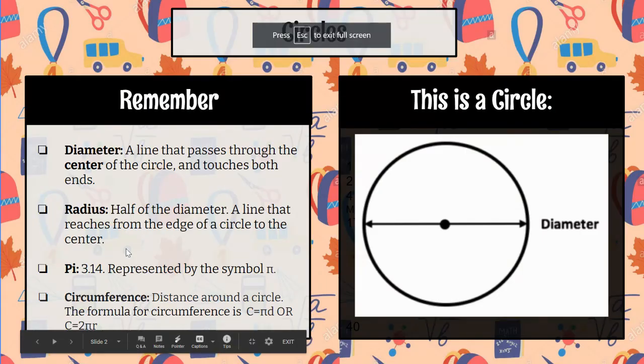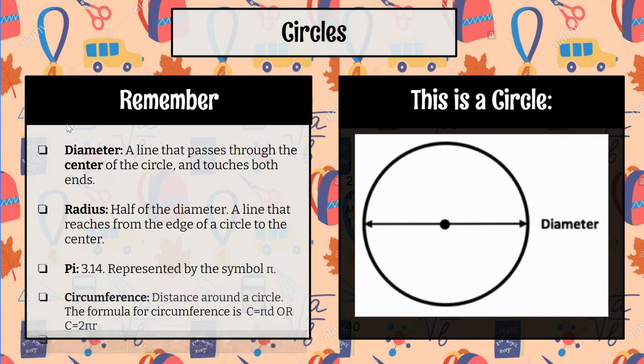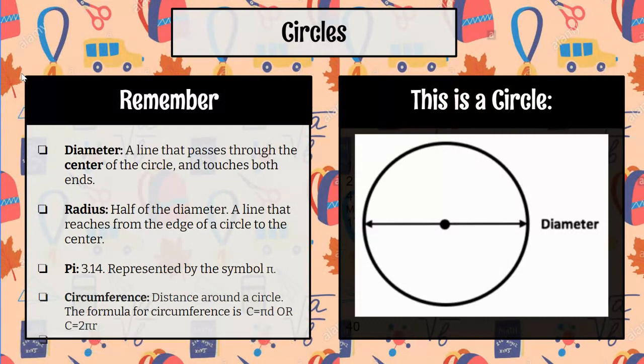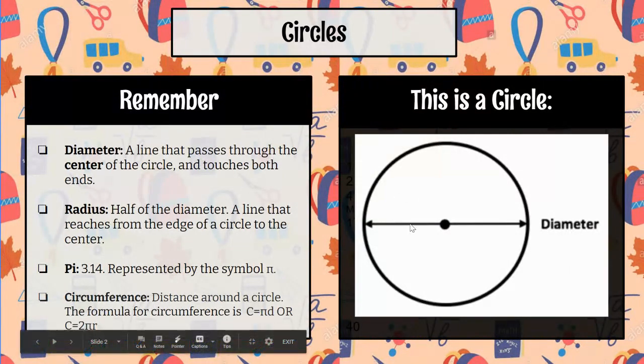All right, you guys. So yesterday we talked about circumference and we were able to find circumference and we remembered all of these vocab words that we just learned. Okay, so to recap, we got diameter, which is a line that passes through, touches both ends of the circle and goes through the center. And that's pictured over here.